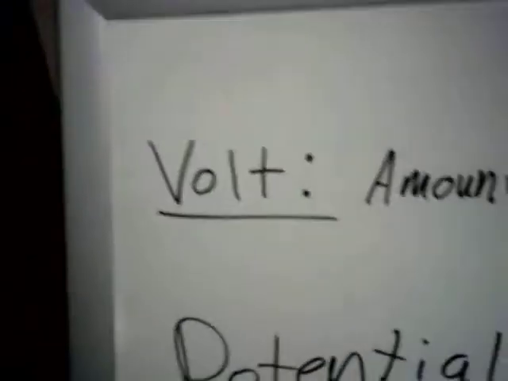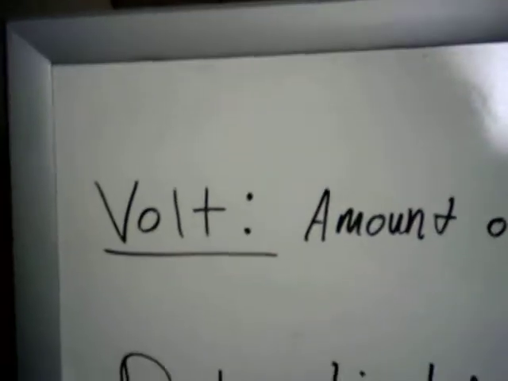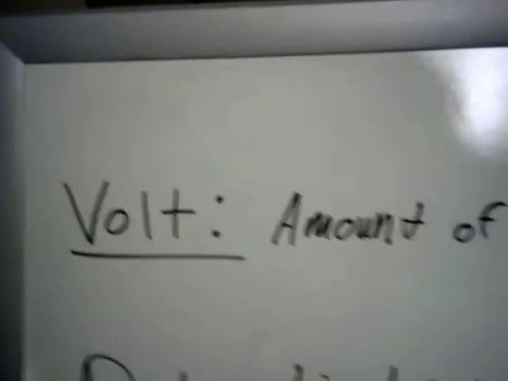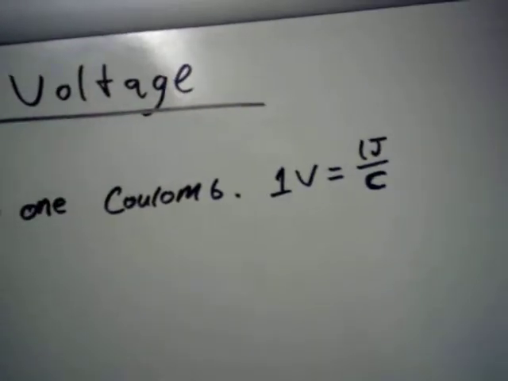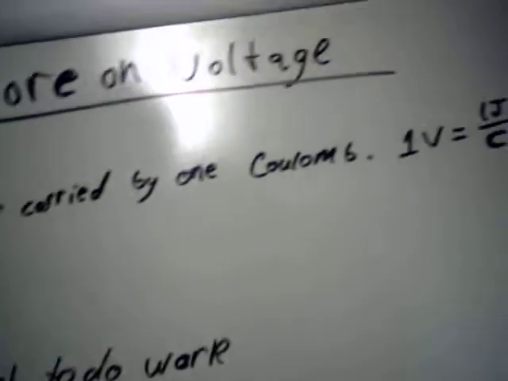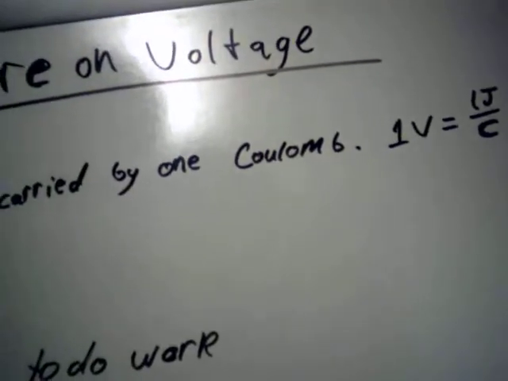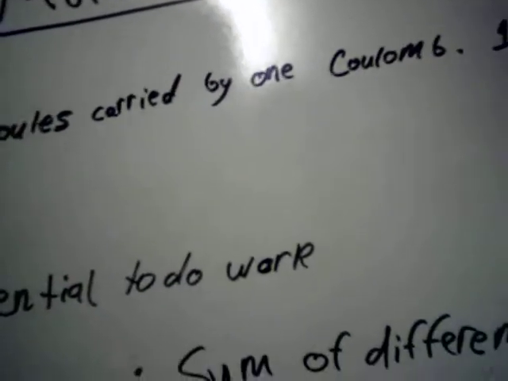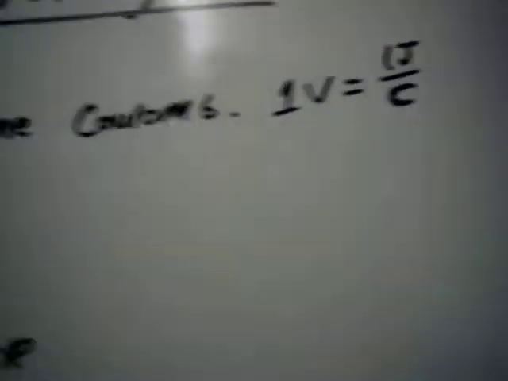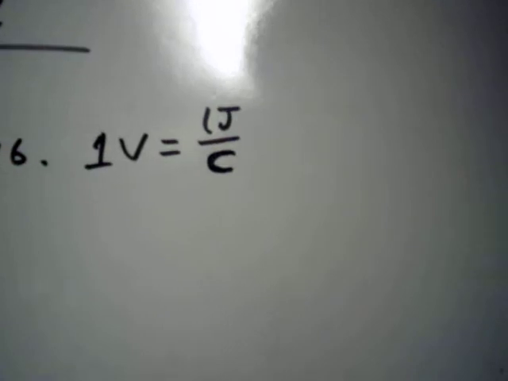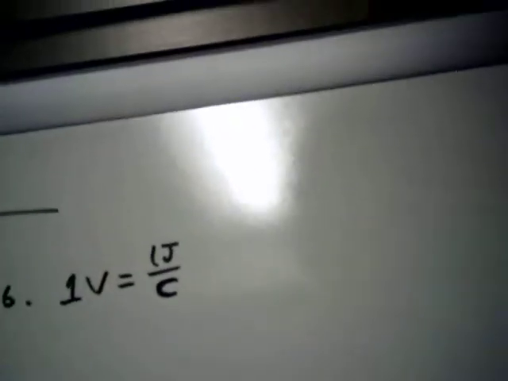I'm going to start with a definition of a volt. One volt is the amount of joules carried by one coulomb. A joule is our measurement for energy. I'll get into that some other time, but what you need to know is that one volt equals one joule per coulomb.